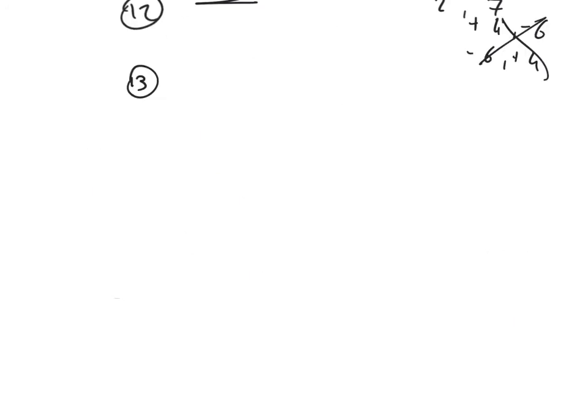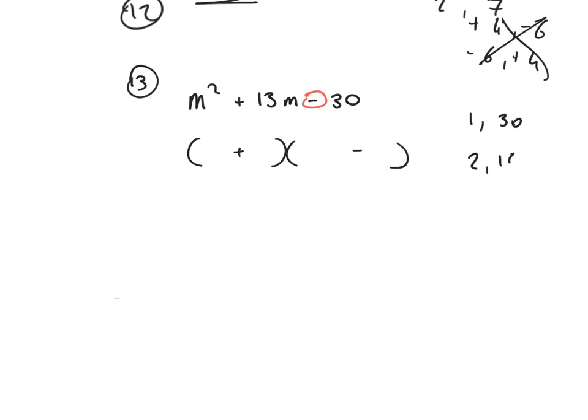Example 13. m squared plus 13m minus 30. Okay, so the result of multiplying is negative, that's the product. So the product is minus 30, the product being the result of multiplying two numbers together. It's a negative result. So the signs need to be different. Okay, for 30: 1 and 30, 2 and 15, 3 and 10, 5 and 6. Okay, we know that the signs need to be different.